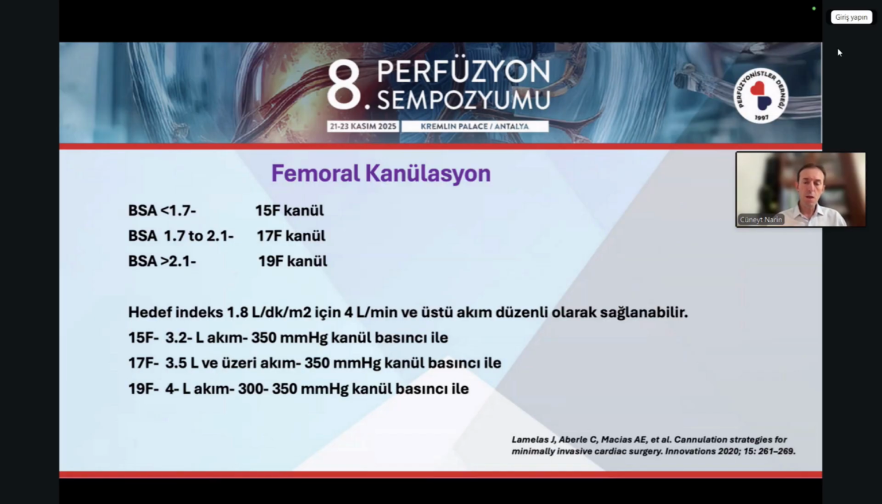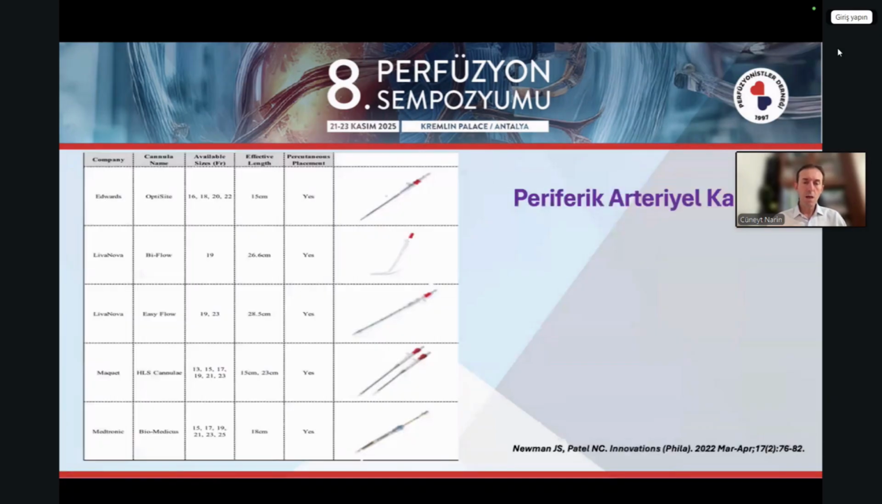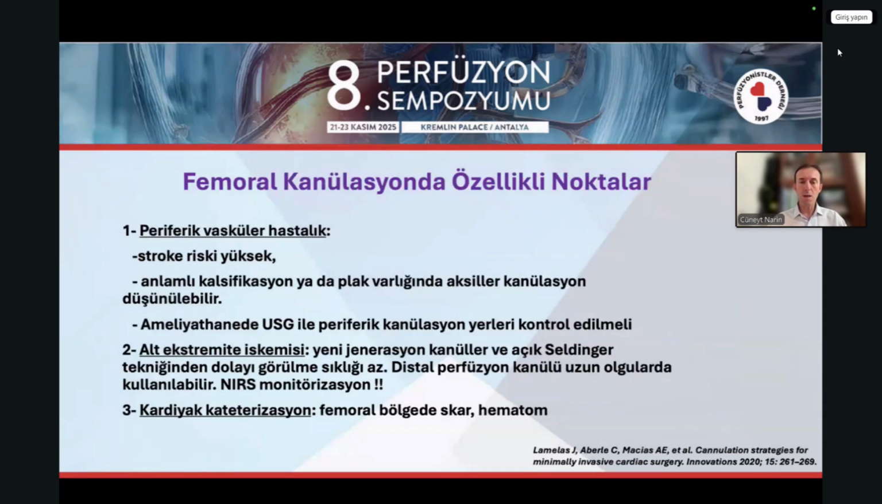Ama şunu biliyoruz ki Lamelas'ın yayınlamış olduğu büyük çaplı yayınında da belirttiği üzere vücut yüzey alanı 1.7'nin altında olan hastalarda 15 French, 1.7 ile 2.1 arasında olanlarda 17 French, 2.1'in üzerinde olanlarda da 19 French arteriyel kanülün yeterli bir akım sağladığı göz önünde bulundurulabilir. Tabii endüstride bu yönde birçok kanül elimizin altında ve bunların birçoğuna ulaşmakla birçok femoral komplikasyonların, periferik kanülasyon komplikasyonlarının önüne geçtiğimizi görmekteyiz. Femoral kanülasyonda ne tür özel noktalar var?